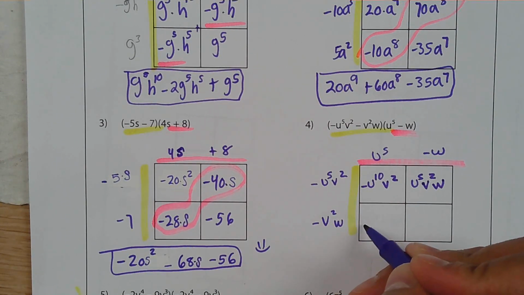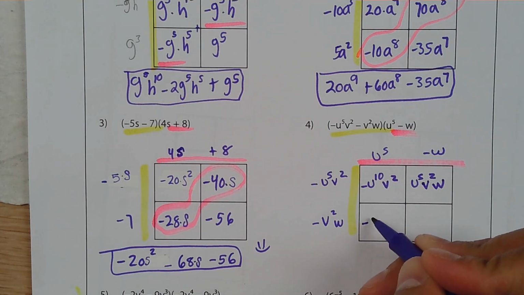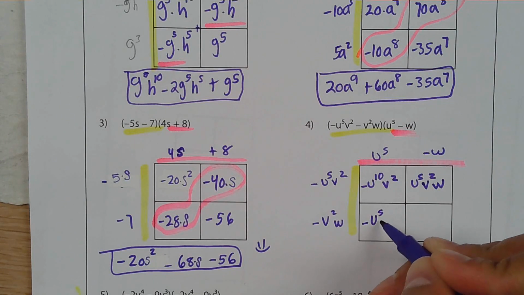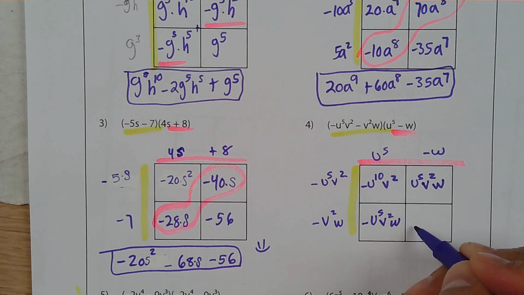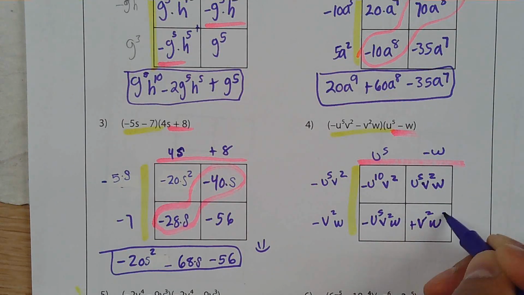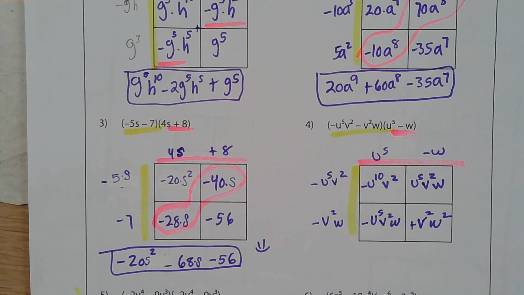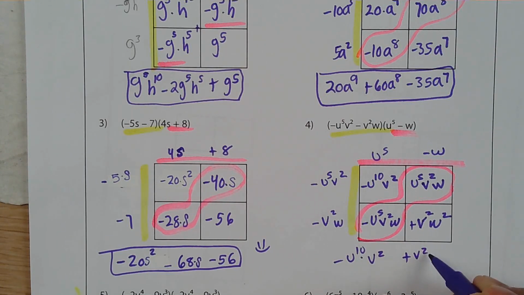This one will be negative u to the 5th, v to the 2nd, and w. And then this will be positive v squared and w squared. Can we combine like terms? Yep. This here, they actually cancel out. Only thing left, we have negative u to the 10 times v squared plus v squared times w squared.